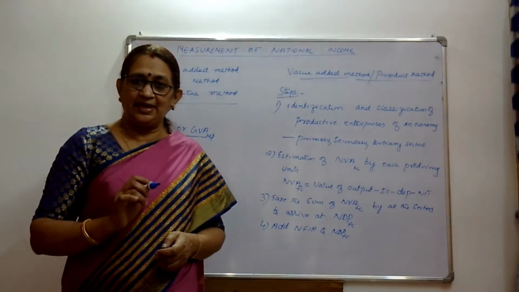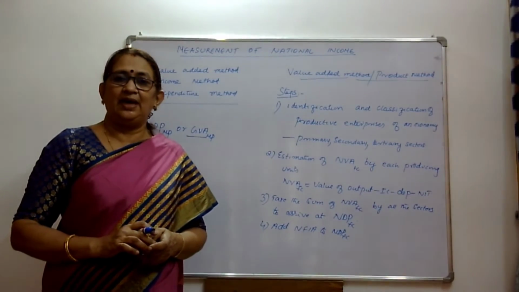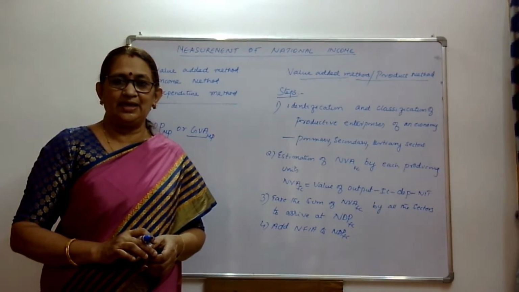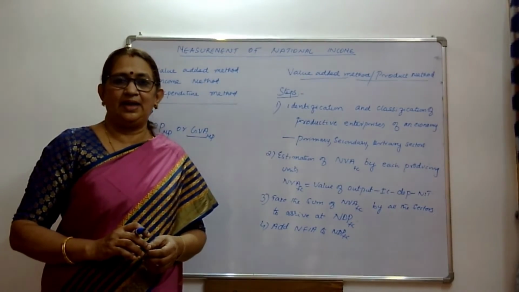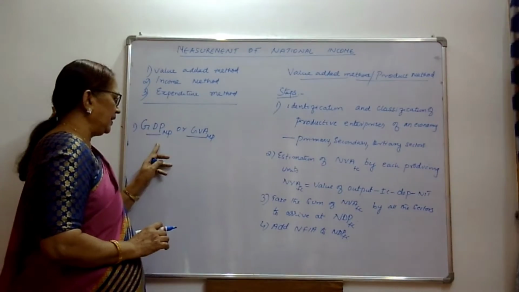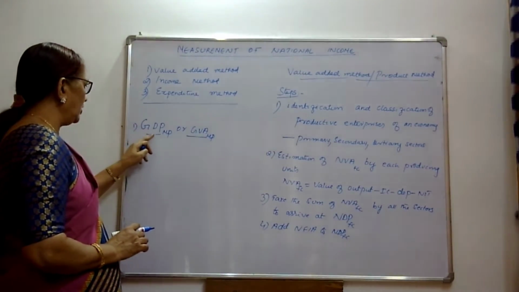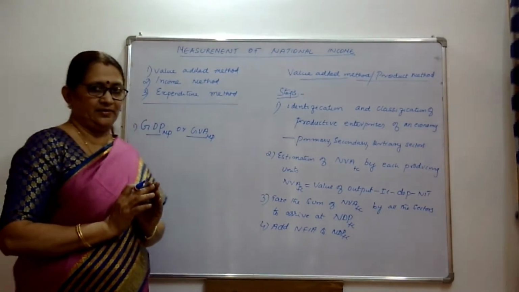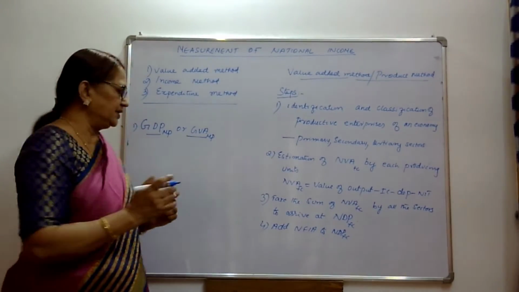Which are the aggregates? GDP at market price, GDP at factor cost, NDP at market price, NDP at factor cost. These are the aggregates of domestic income, and GNP and NNP are the aggregates of national income. So first we are calculating an aggregate of national income, that is gross domestic product at market price or gross value added. What is value added? How can we calculate it?